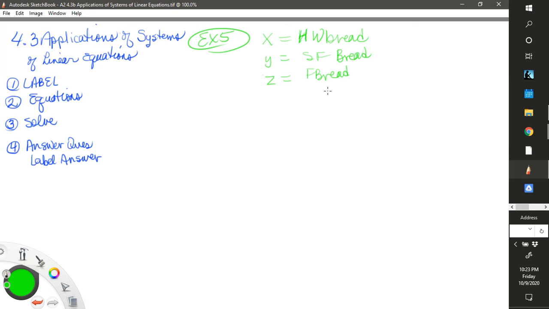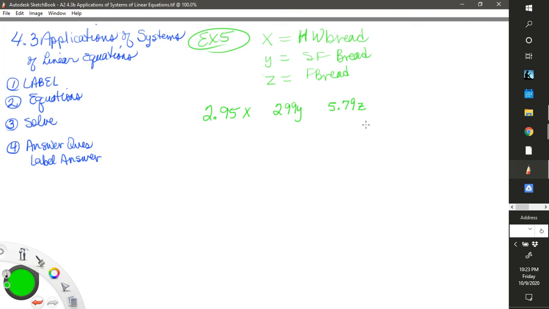3 types of bread. Okay, now they've told us the cost of the bread. So I'm going to go ahead and assign that cost. The honey wheat bread is $2.95. So I'm going to have an equation that says 2.95 times my honey wheat bread, which is X. And my sunflower bread is $2.99. And my sunflower bread is a Y. And my French bread is $5.79. And my variable for that is Z.